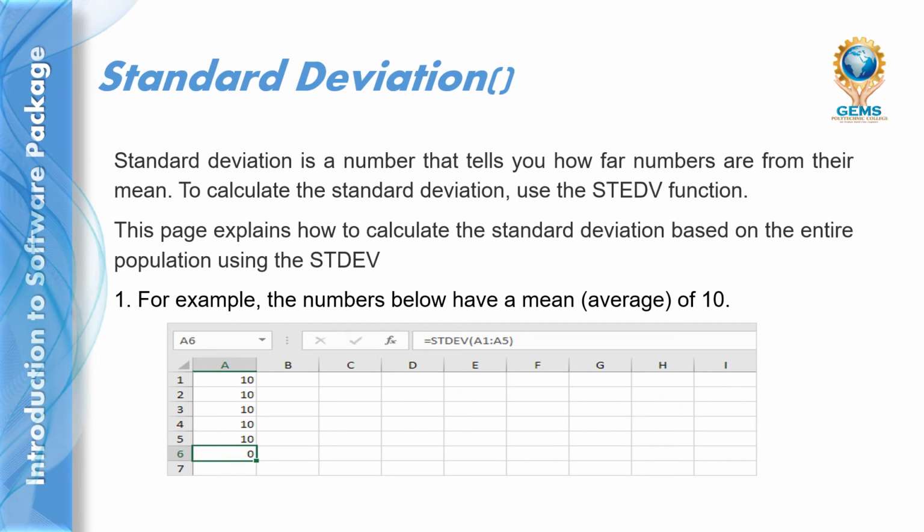And the next function is the standard deviation function. The standard deviation is a number that tells you how far numbers are from their mean. That means to calculate the standard deviation, we have to use the STDEV function. That is the standard deviation function. Now we are going to explain how to calculate the standard deviation based on the entire population. For example, you can see the average of the numbers is 10. So you can calculate it like this: standard deviation equal to STDEV of A1 to A5. So here is there any deviation? There is no deviation, so it's 0.